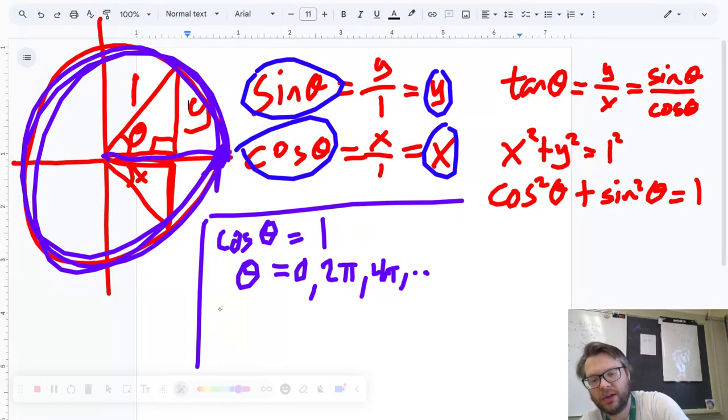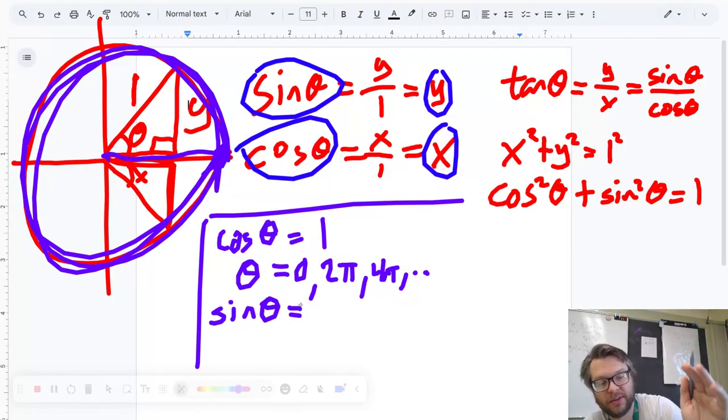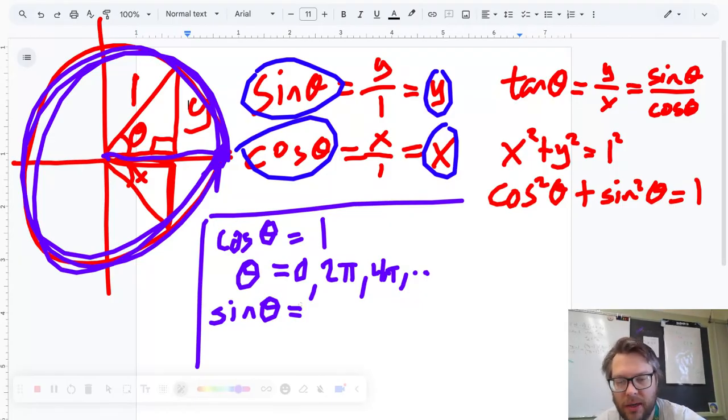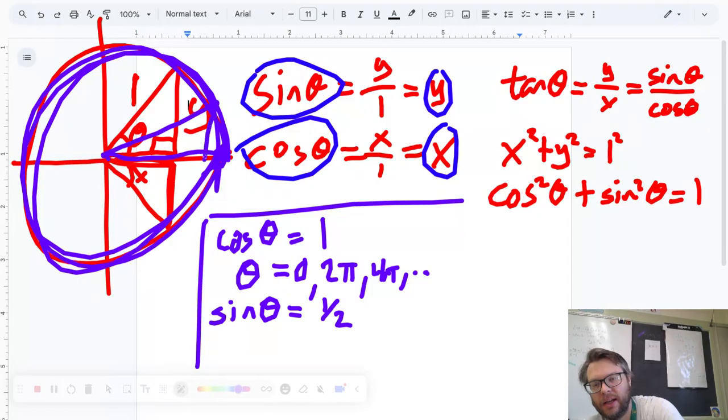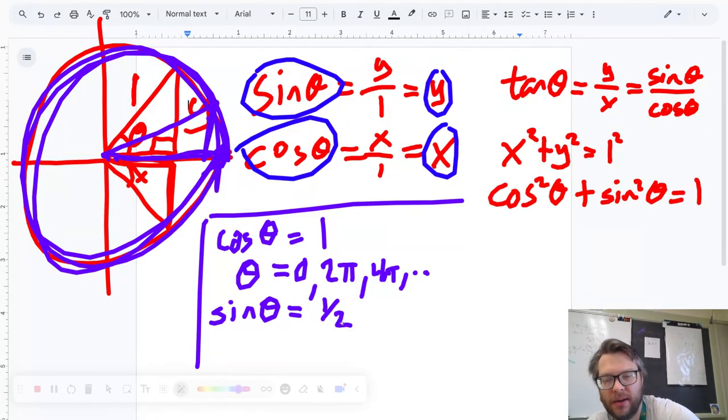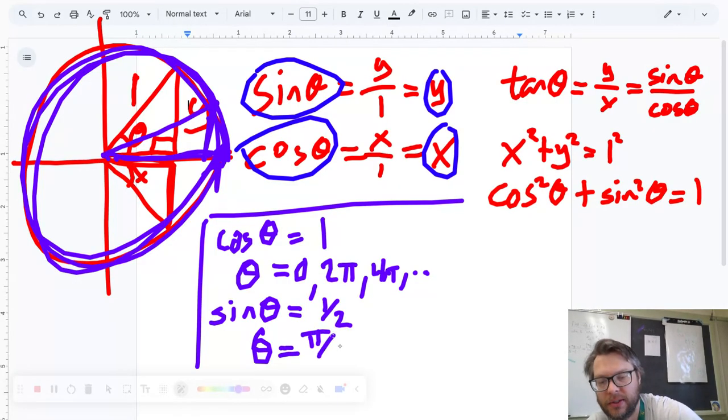It gets even a little trickier when, instead of equaling 1, which is on the very edge of the circle, let's say I was going to equal 1/2. A triangle where the sine is equal to 1/2 looks like this. We've got a short and wide triangle. That happens at 30 degrees, which is written as pi over 6.